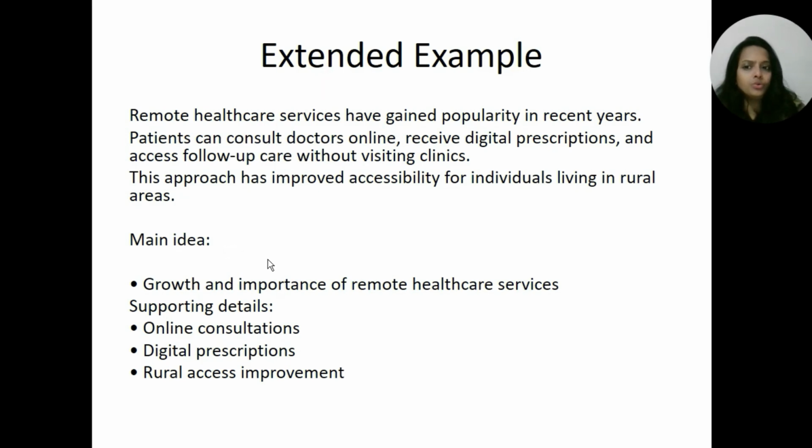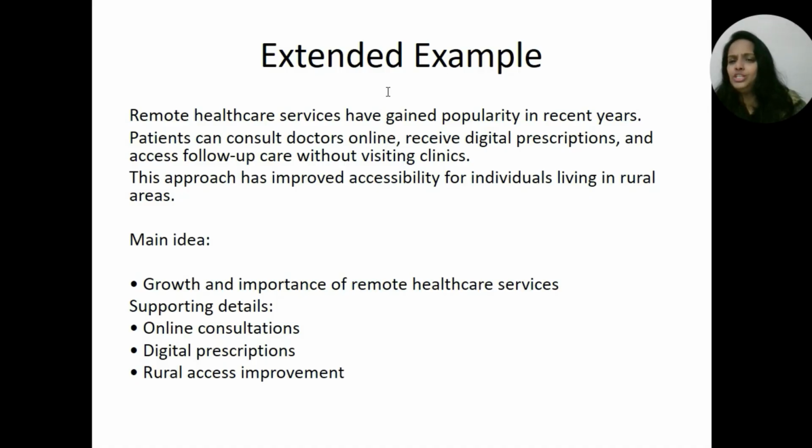So what is the main idea here? Growth and importance of remote healthcare services. And the supporting details, if you see here, there are so many supporting details. They have given online consultations, digital prescriptions, and rural access improvement. Right? So you should be able to identify what is the main idea and what are the supporting details. Remember, options that list only examples but ignore the central idea, that would be the common trap.